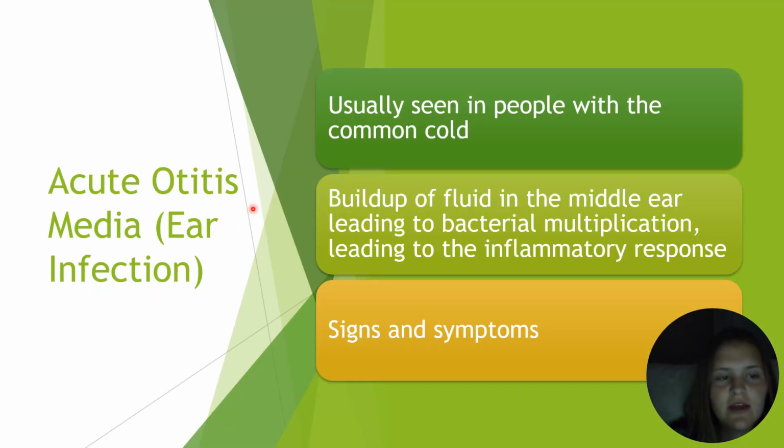So the next one I hit on is acute otitis media. So this is your average ear infection. So this can also occur in people that have the cold. What happens is there's a buildup of fluid in the middle ear that leads to bacterial multiplication and eventually leads to the inflammatory response. So sometimes this condition can get so severe that you can experience dizziness or confusion.